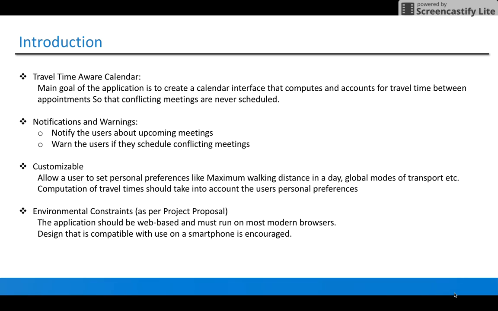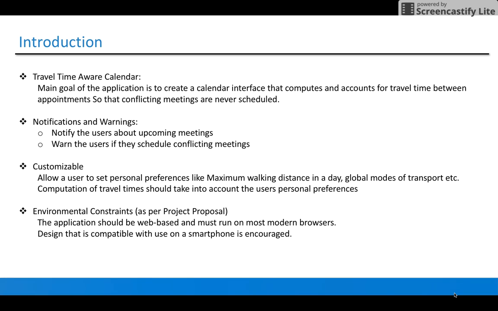The application should be customizable in that it should allow the user to set a list of preferences such as maximum walking distance in a day or disable certain modes of transport, and all of these preferences should be taken into account while suggesting meetings.